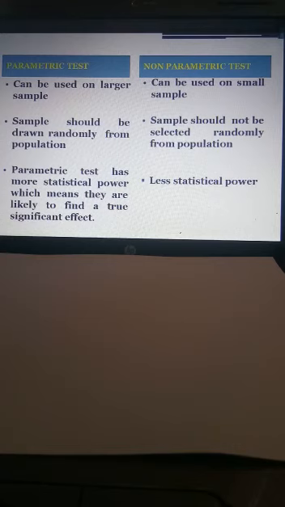So these are the various differences between the parametric and the non-parametric test. So this is the end of today's class. Hope you understand. Thank you.